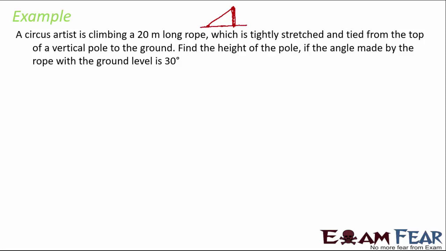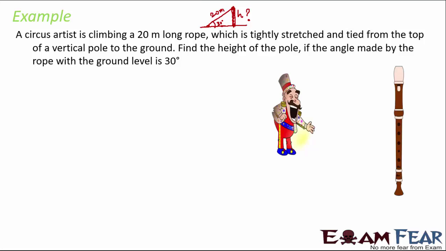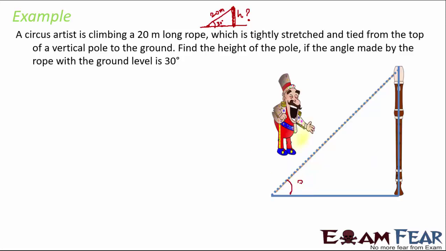We have to find out the height of the pole if the angle made by the rope with the ground level is 30 degrees. So this angle is 30 degrees, and we have to find out this height. The length of the rope is given as 20 meters. This is my rough diagram. This is the circus artist, this is the pole, this is the rope. The angle that it makes is 30 degrees. This is 20 meters and this is the height of the pole.